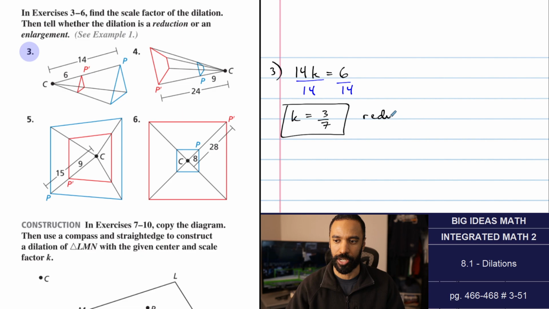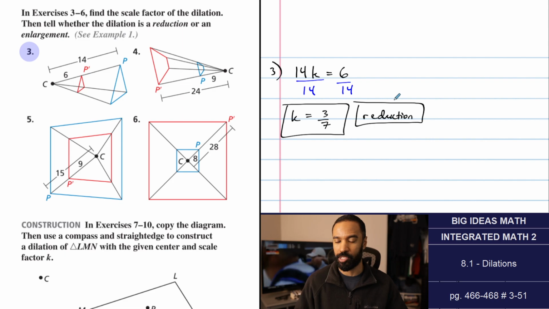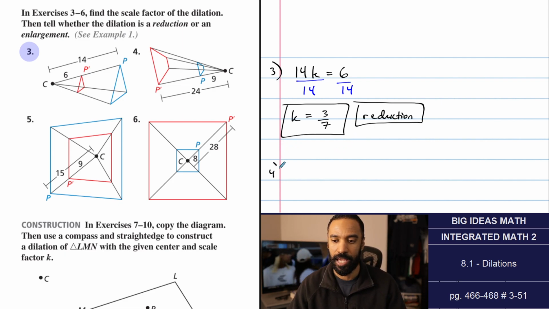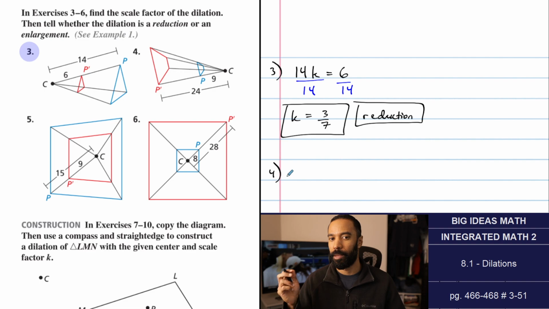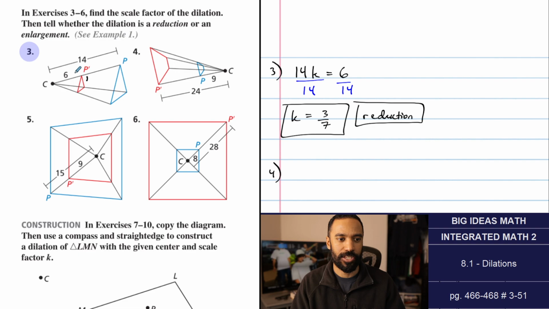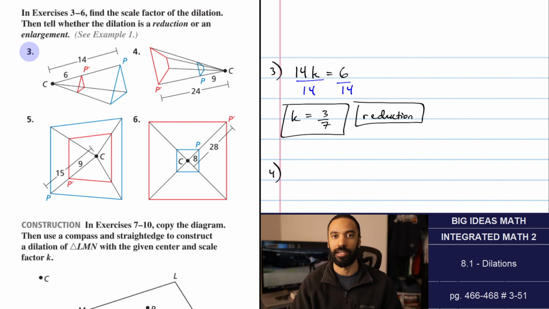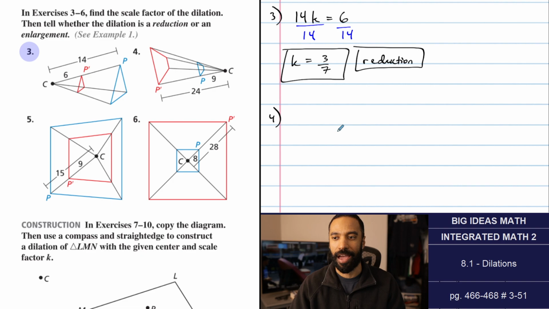This is a reduction. And I can state reduction or enlargement beforehand. It's probably better to do that so you know which way to divide. I know it's a reduction because P is the preimage, P prime is the image, and P prime is smaller and closer to C. That's the only length that we're provided, but it still works. This also means that this red is 3/7 the length everywhere of this one, and it's also 3/7 the distance to C. So everything is 3/7 the size. That's how these things work. Hopefully you see what that looks like.